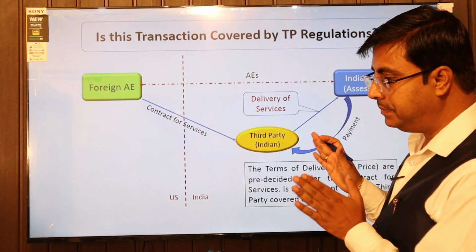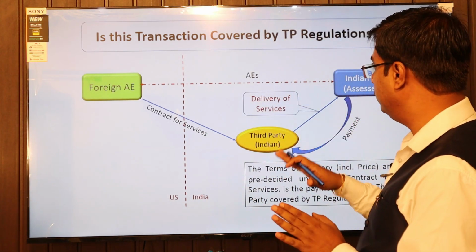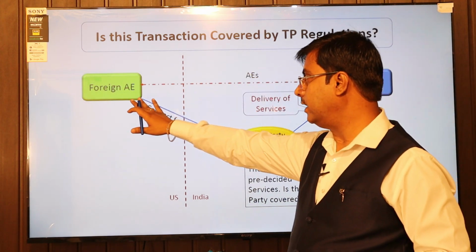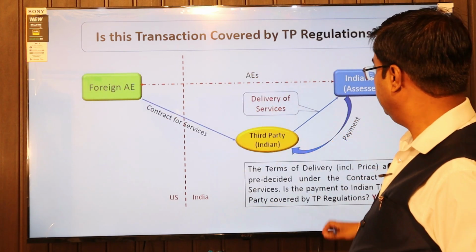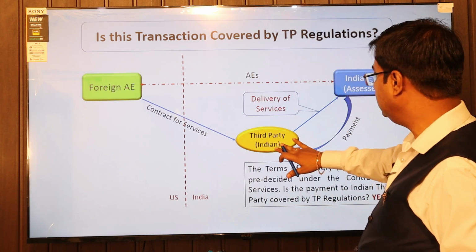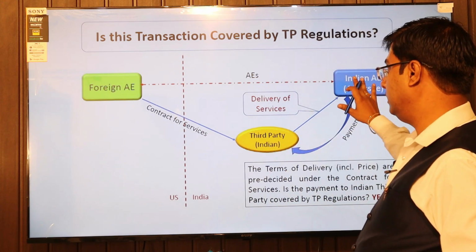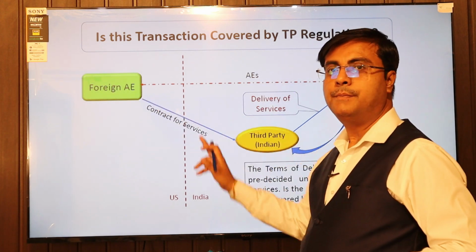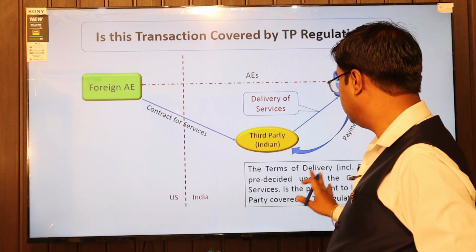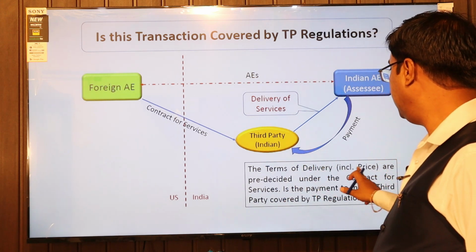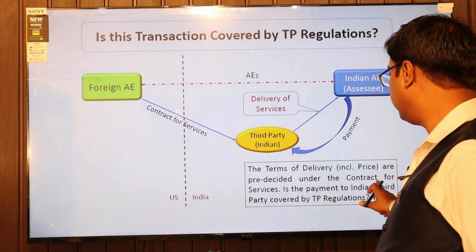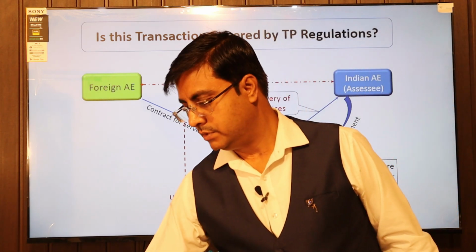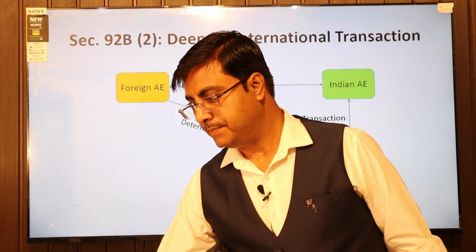So is this scenario covered by TP? Here, the Indian associated enterprise is dealing with the foreign enterprise. We are purchasing from a third party, right? But the terms and conditions are decided by our foreign associated enterprise. Yes. The terms of delivery are pre-decided under the contract for service. Is this payment covered under TP? So this transaction is covered.